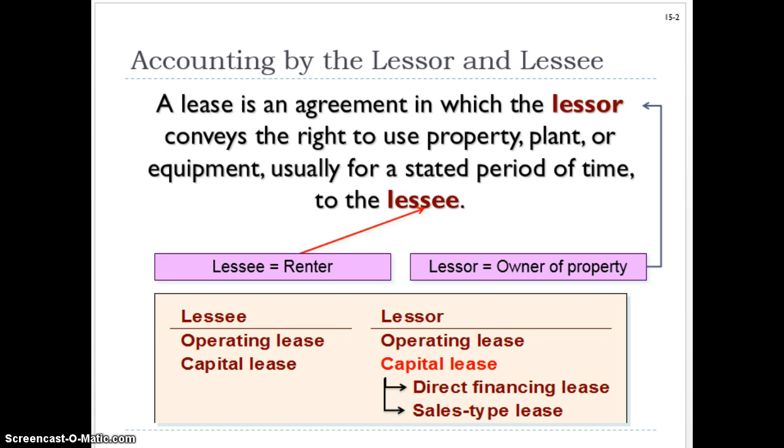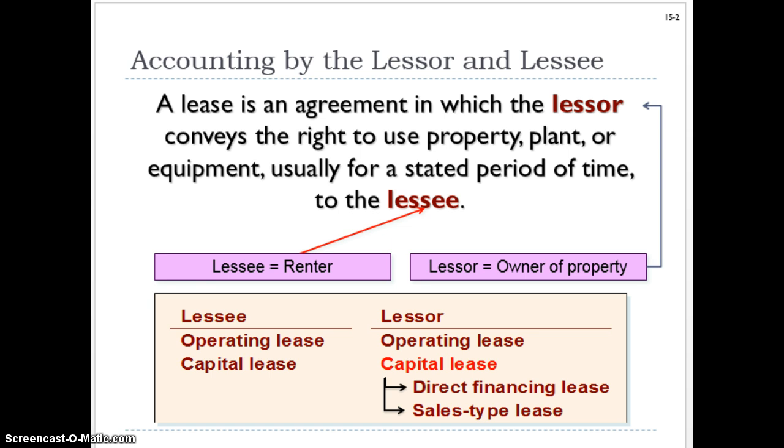Okay, so there are two different ways a lessee can record a lease. The first is as an operating lease, and the second is as a capital lease. The lessor can record the lease as an operating lease also. So if the lessee records it as an operating lease, the lessor should likely be recording it as an operating lease as well. Or if it is a capital lease for the lessor, they have the option of recording it as either a direct financing lease or a sales type lease. And we're going to go through every type of lease and how they get recorded as we go throughout this chapter.